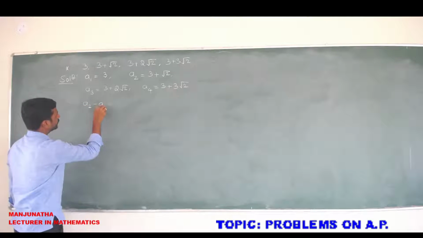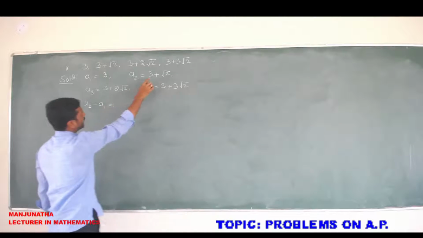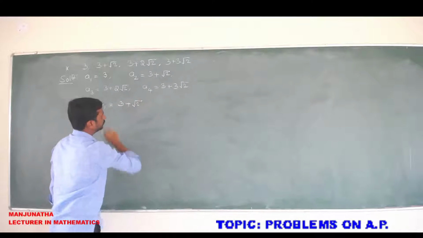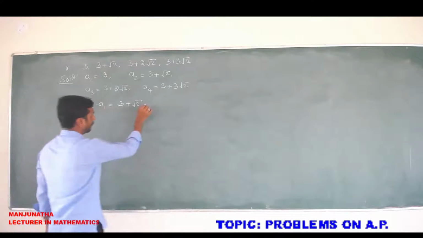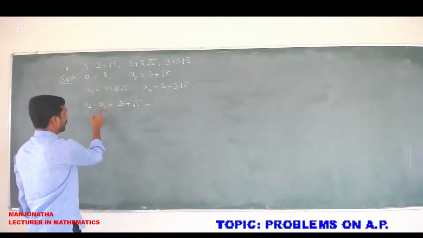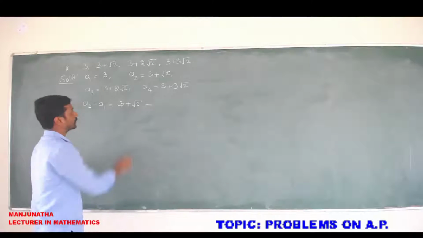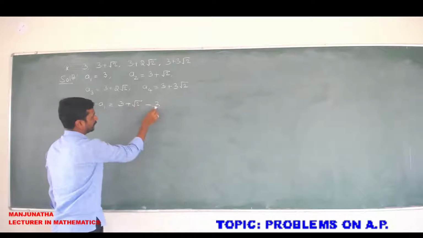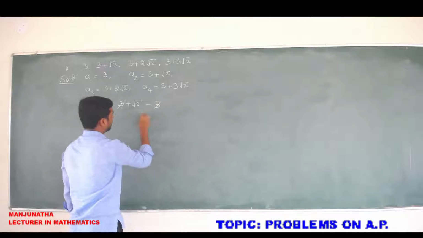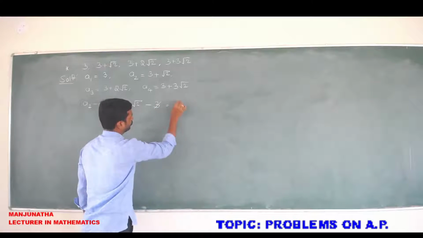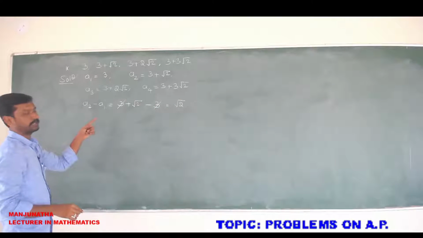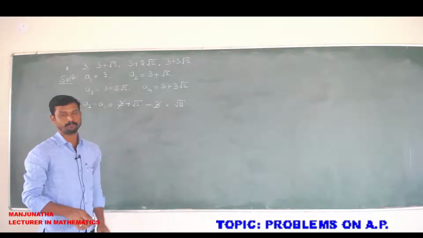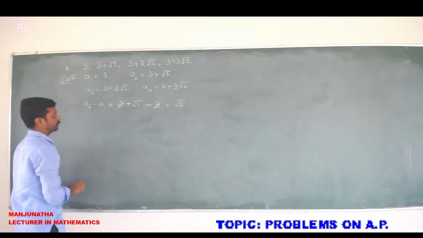a2 minus a1, this is equal to, what is a2? The second term is 3 plus root 2, minus, and a1 means the first term is 3, so here we have plus 3 and here we have minus 3. Plus 3 minus 3 gets cancelled and we are left with root 2. Therefore a2 minus a1, that is the difference between the first two consecutive terms, is root 2.